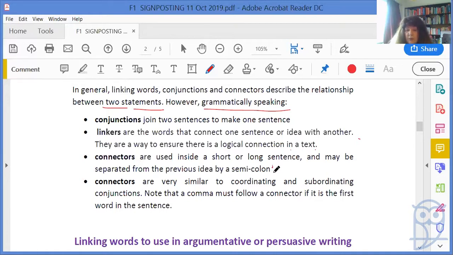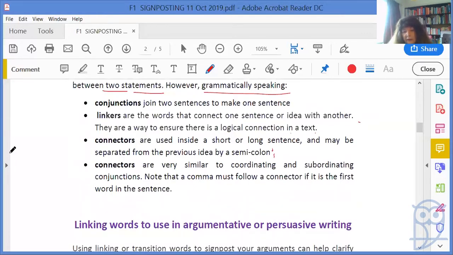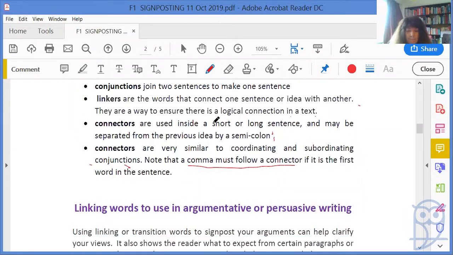Okay. Connectors are used inside either short or long sentences and may be separated from a previous idea by a semicolon. We did look at colons and semicolons the other day. If you're still not sure, send me a web chat message and I'll send you the info. Connectors are very similar to coordinating and subordinating conjunctions. Note that a comma must follow a connector if it is the first word in a sentence. Okay, that's your punctuation part of this. Make sure you know when to use the comma.